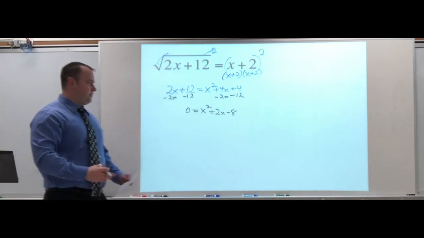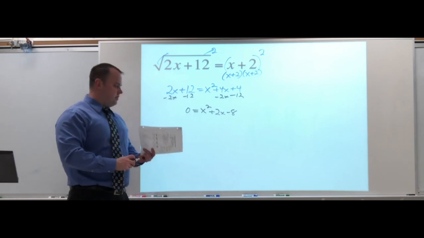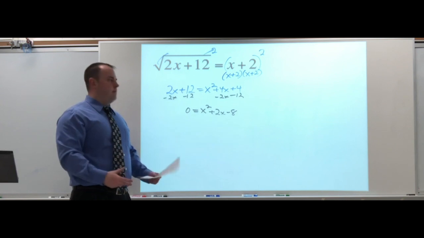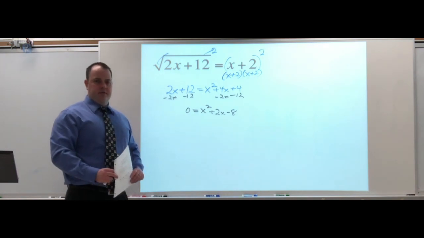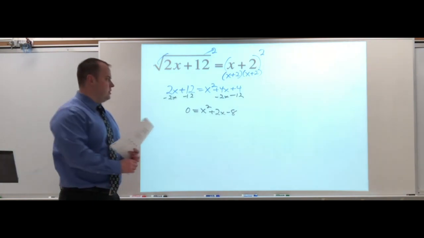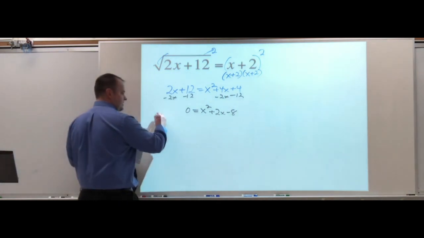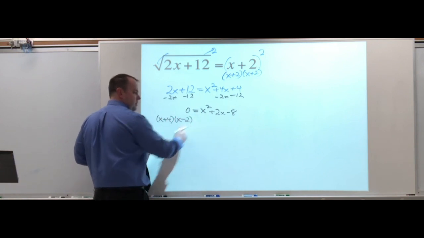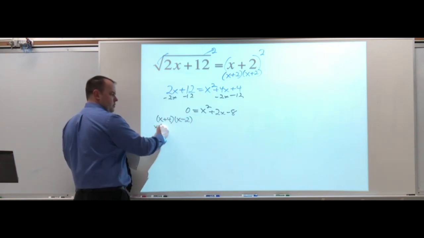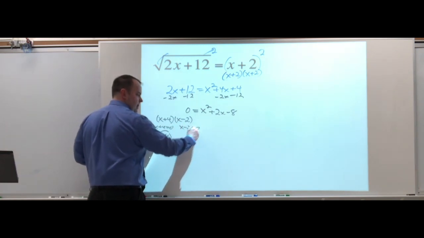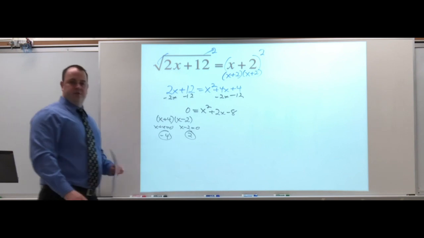Okay. Now, you could look and try to factor this. Or you could try to use the quadratic formula. That's going to be up to you how you decide to get your answers. This is a factorable equation, so you could factor this as x plus 4 and x minus 2. Set them both equal to 0. And there are your two solutions.